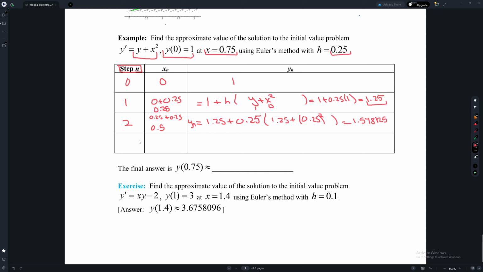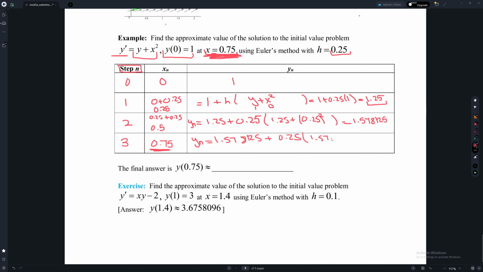0.578125, right? And if you do 3 here, same thing, x from the last, 0.5, plus this is 0.75. This is equal to what we're looking for. They're saying find an approximation value, so we're looking for our y at this location. Our yn, which is what we're looking for, is our y from last plus our constant. Here we use this equation, but it takes y from last.